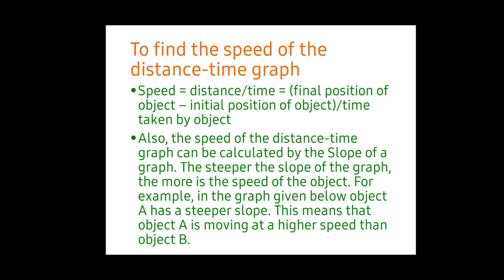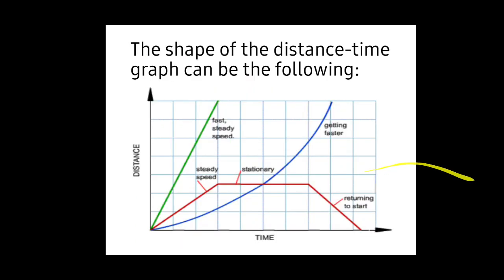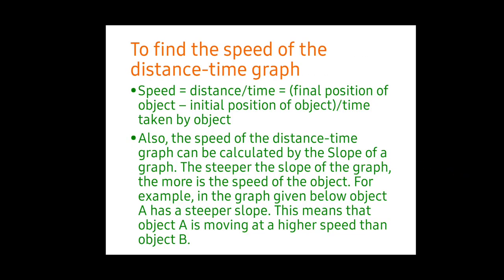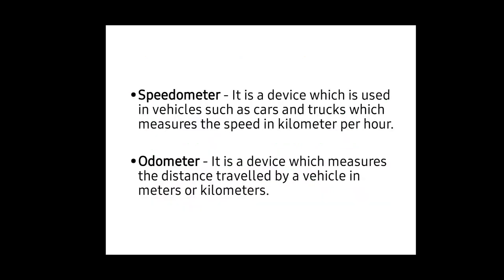To find the speed from the distance time graph, speed equals distance divided by time. What will be the distance? Final position of the object minus initial position of the object, and the time taken by the object. Also, the speed can be calculated by the slope of the graph. The steeper the slope of the graph, the more is the speed of the object. For example, in the graph given below, object A has a steeper slope. See the previous picture. This means object A is moving at a higher speed than object B.